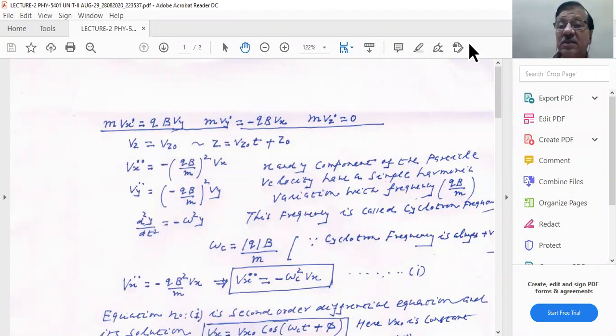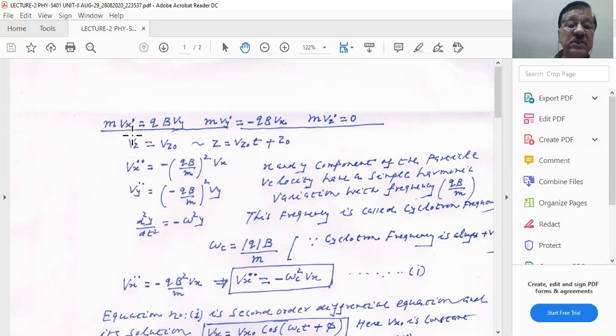You know that in the first lecture, I derived the equation of motion of a charged particle moving in a uniform magnetic field. We wrote the Lorentz equations and derived the x component, y component, and z component of the particle velocity. This is the equation which we derived in my previous class.